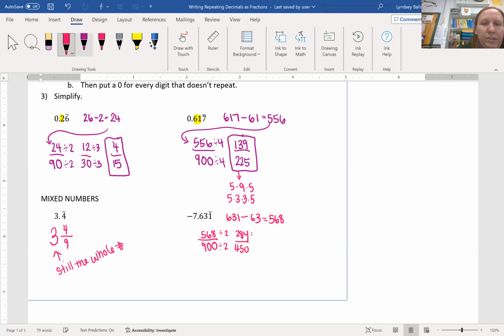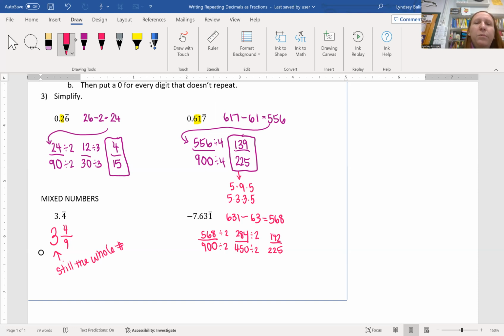I can do another 2 because they're both still even. So that would be 142 and 225. I end up with that 225 again, so I know it's 3s and 5s. And 142 divided by 2 can't be divisible by 3 or 5.